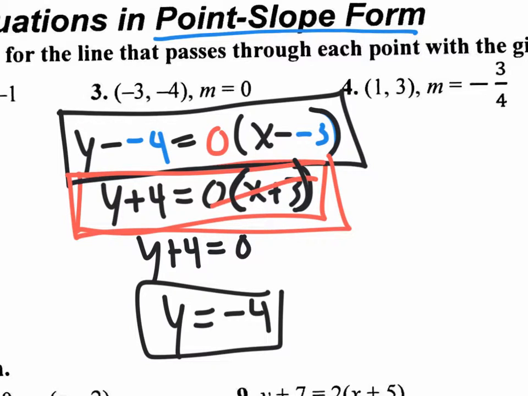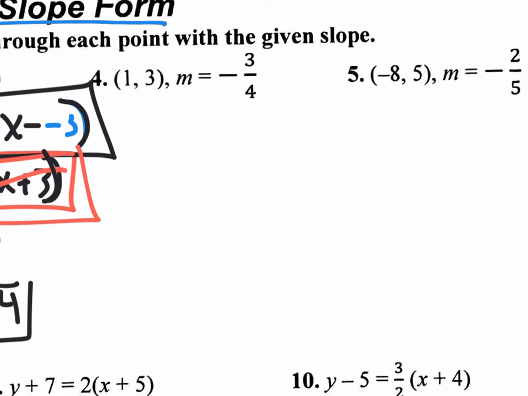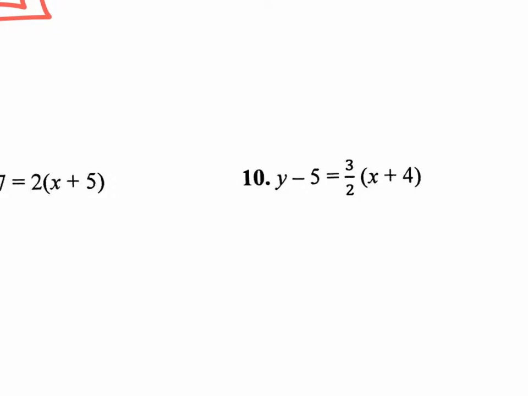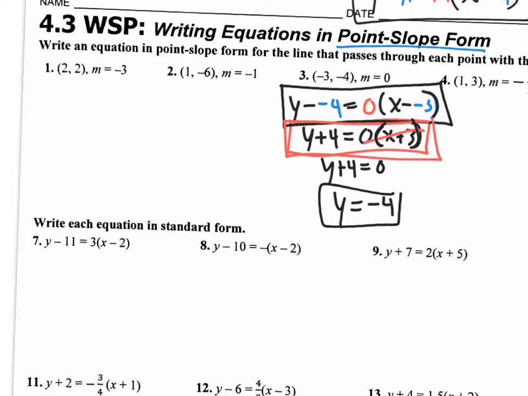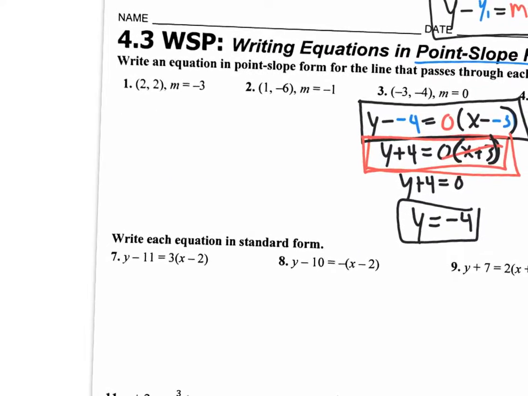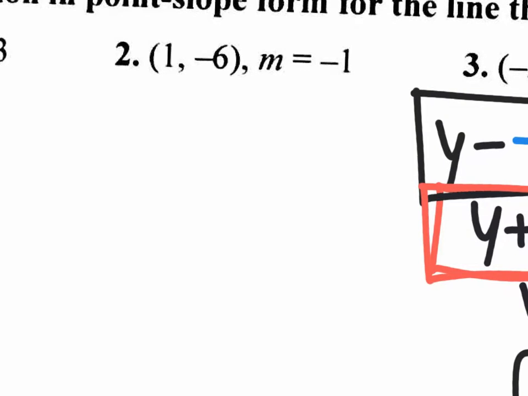I think we should do another example because that one was kind of horrible. Let's do number 2 right next to it. Nice and simple. So point-slope form, y minus y1. What's y1? Negative 6. Equals m, what's m? Negative 1, and then open parentheses, x minus x1, which is 1, close parentheses.